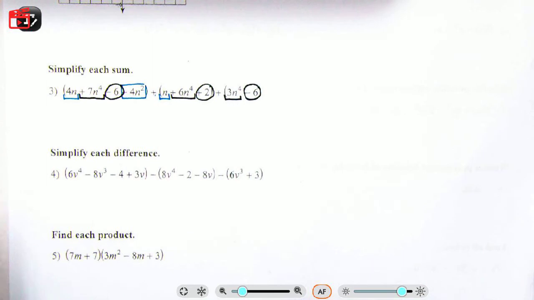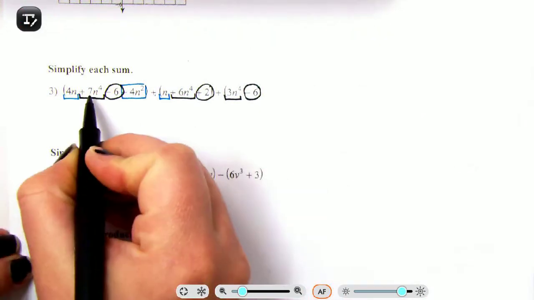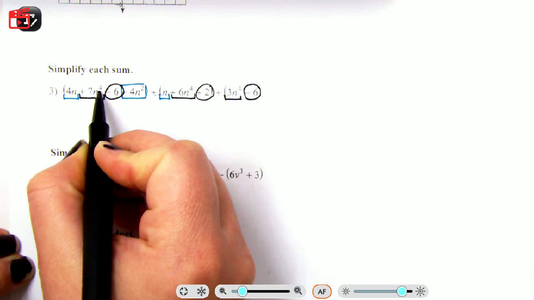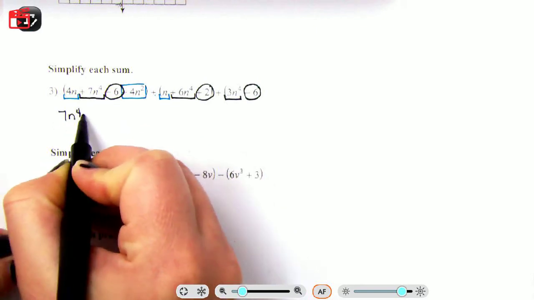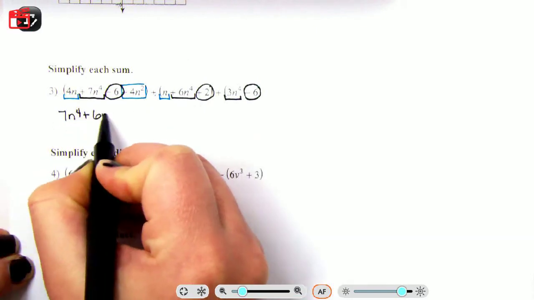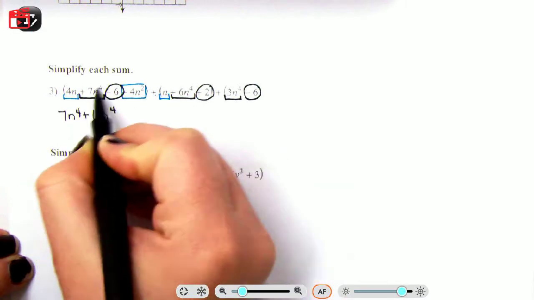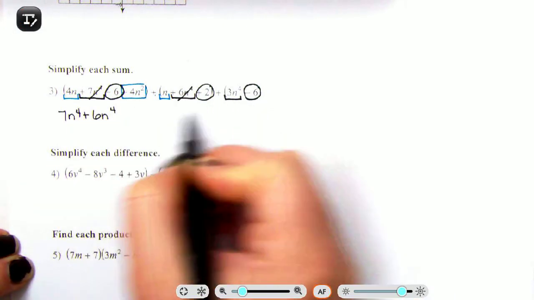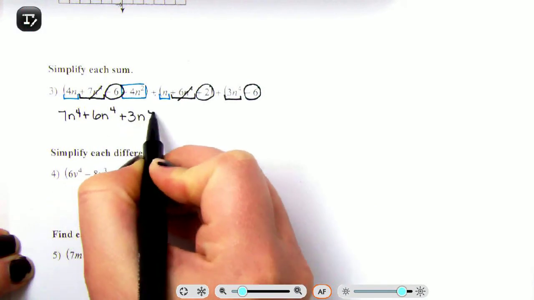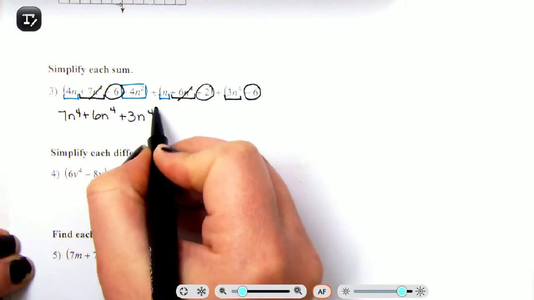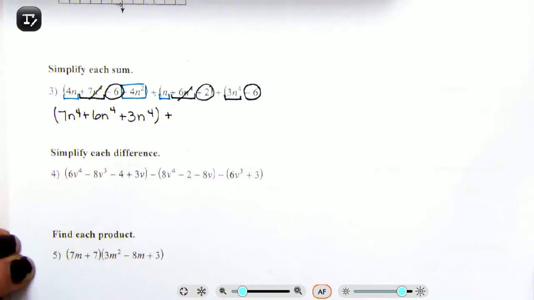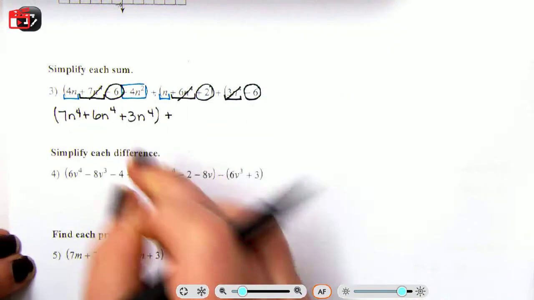On a test, a method you could choose to use is to circle, underline, or put squiggly lines, whatever you'd like to visually differentiate between each term, so that you know which ones are the same. I'm going to combine my n to the 4ths first, so I have 7n to the 4th, plus 6n to the 4th, and then positive 3n to the 4th. I'm just grouping them together. You don't have to. This is just for me to know that these are all like terms.